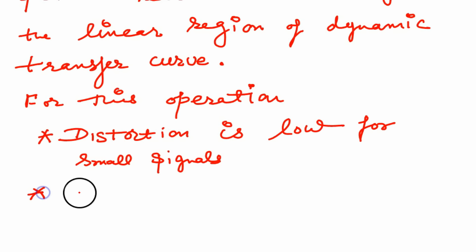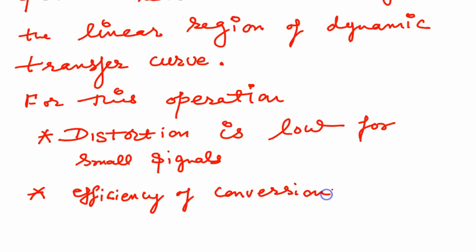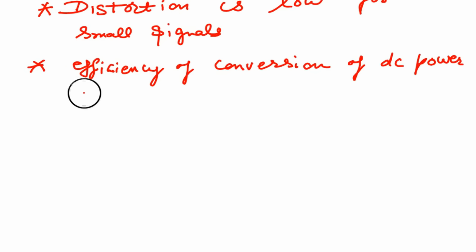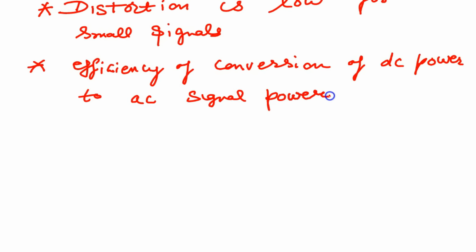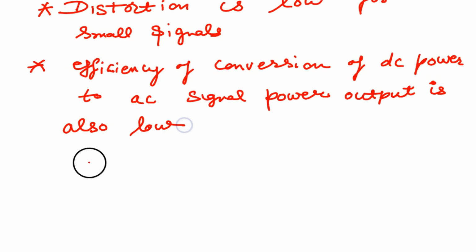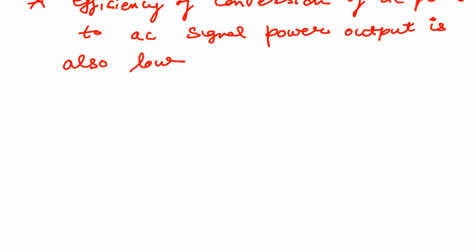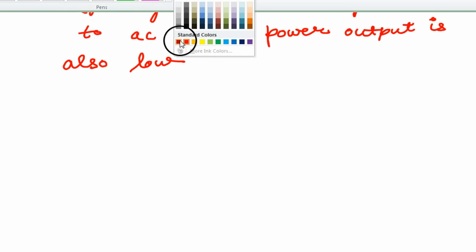Number two, the efficiency of the conversion of DC power supply to AC signals, the AC signal power output, is also very low. So this method is not preferred practically because of the low efficiency.